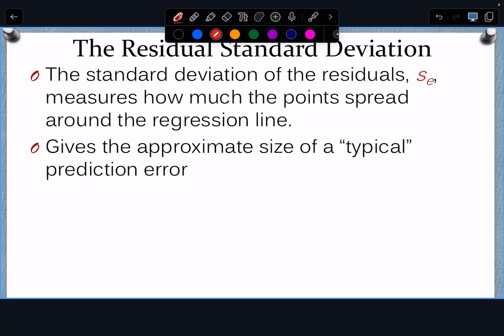As far as residual standard deviation is concerned, you will not have to calculate this. This will be something that they'll give you in the problem, and they'll ask you to interpret it. So that's the key thing here. So when using my regression line to predict y, we will typically be off by whatever amount. And we'll look at an example here in a second.